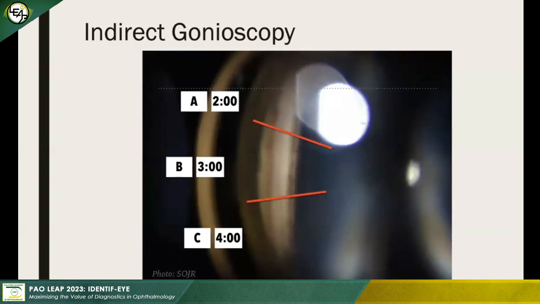Similarly, it applies to the lateral lenses. So here, this is the patient's left eye. You're putting the lens on the left eye, and you're looking at the mirror nasally. So this is actually showing you the angles at the 2nd clock hour, the 3rd clock hour, and the 4th clock hour temporally. Just a mirror image.